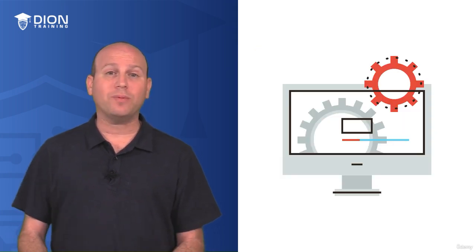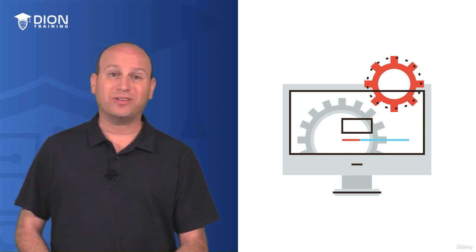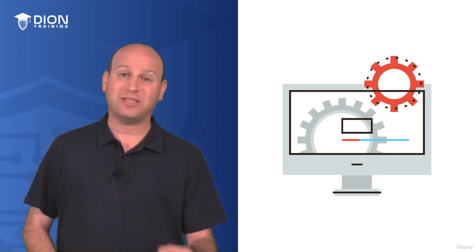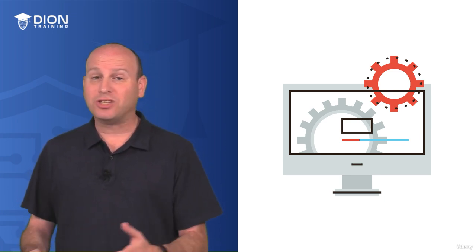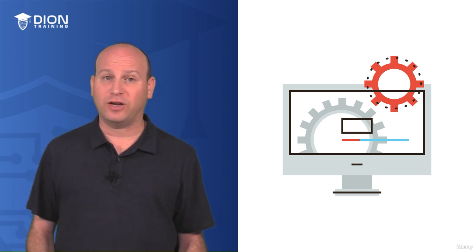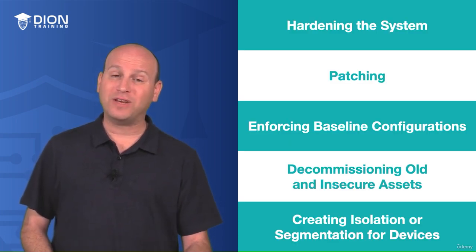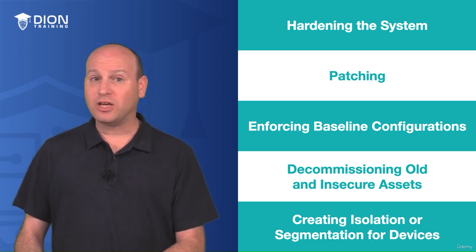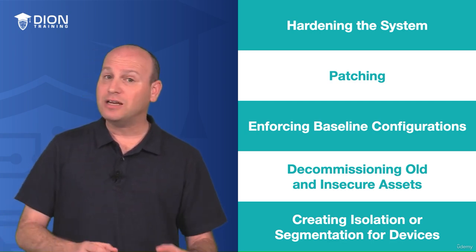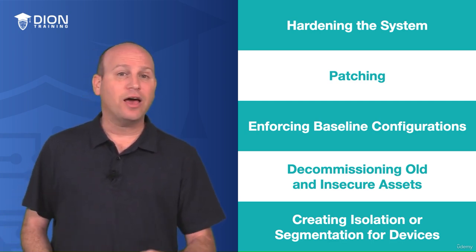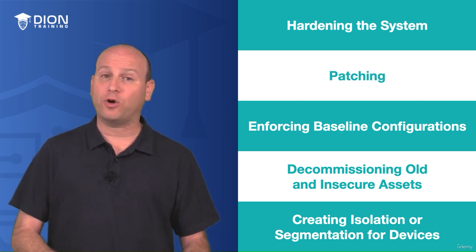So first, we're going to be covering hardware vulnerabilities, and here we'll be focused on system firmware, whether it's an end-of-life, legacy, or unsupported system or application, whether you have missing patches or not, and if there's any misconfigurations. Once these vulnerabilities are identified, we'll also be covering how you can fix them by hardening the system, patching it, enforcing your baseline configurations, decommissioning old and insecure assets, and creating isolation or segmentation for your devices.